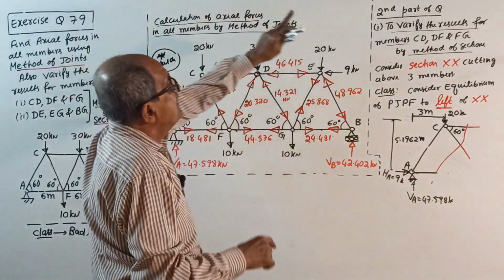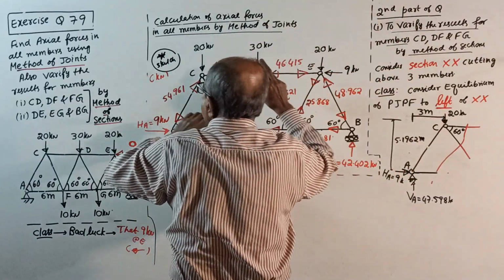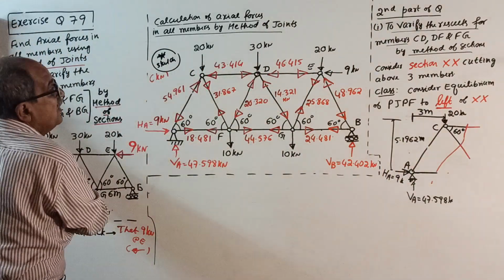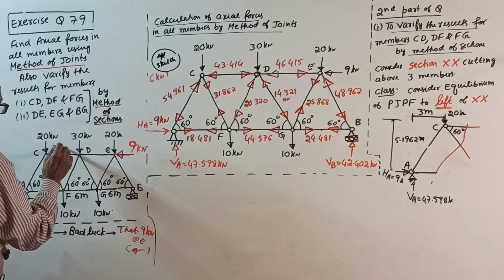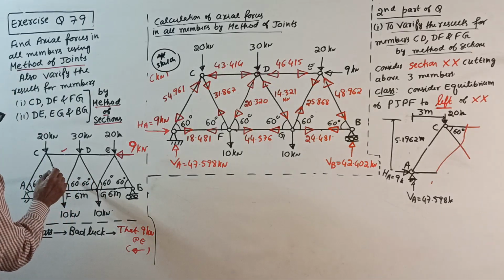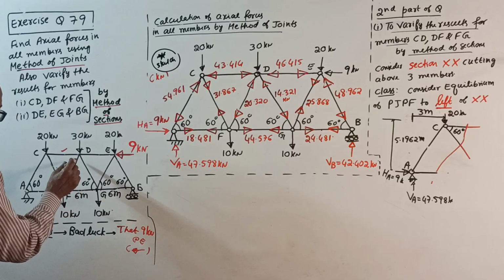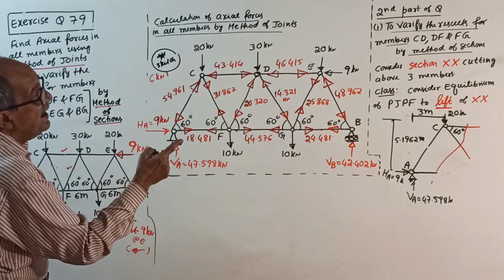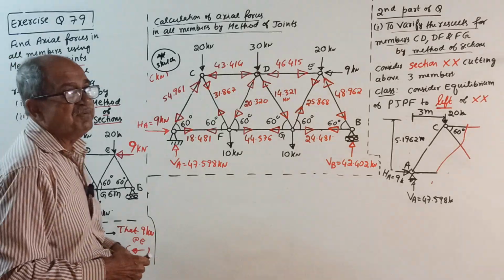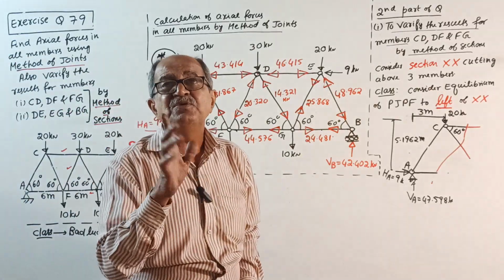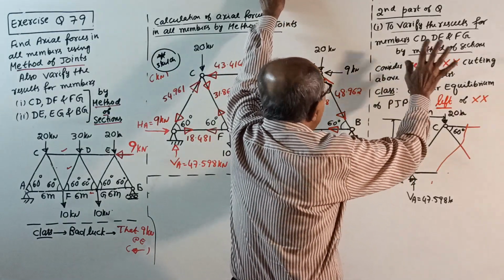Okay, now second part of the question. To verify the results for members. See here. CD. I'll put that dot here. CD, DF, CF. CD. Then DF. Yes, DF and FG. These three members, they want to verify. Remember, exercise question. Still I am telling. Okay. Now, those who want, make a note.